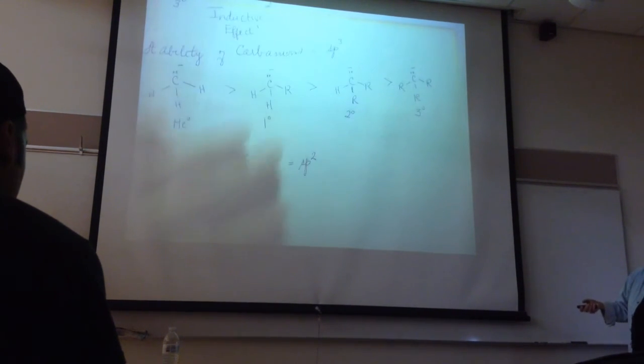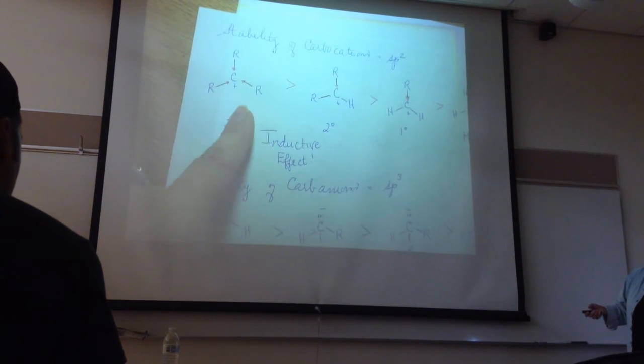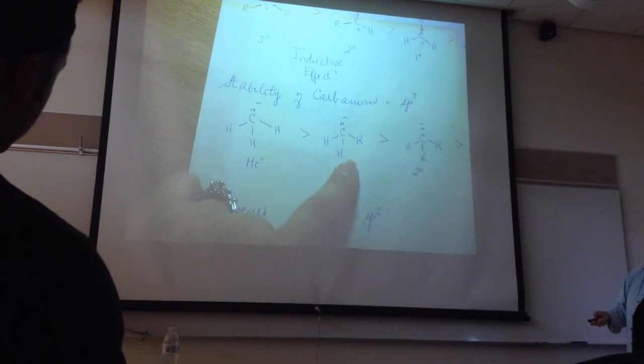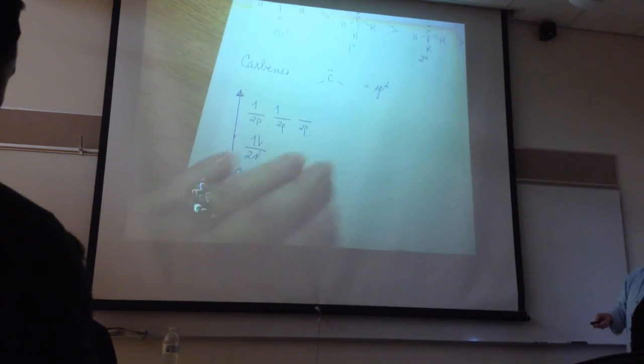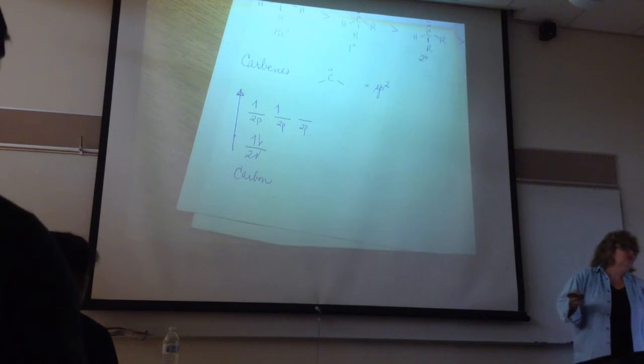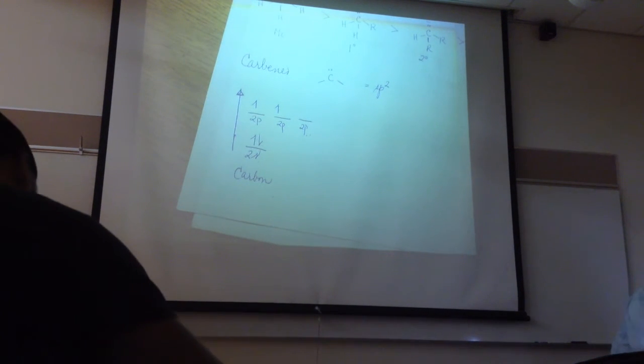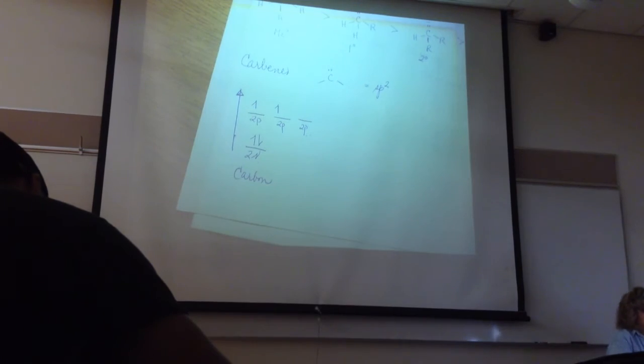4 minus 4 is 0. That's what they meant. These guys are not. This is 4 minus 3. That's a plus. These guys are 4 minus 5, that's a minus. The carbenes are neutral, that's kind of important, but so are the radicals. Carbenes and radicals are both neutral.